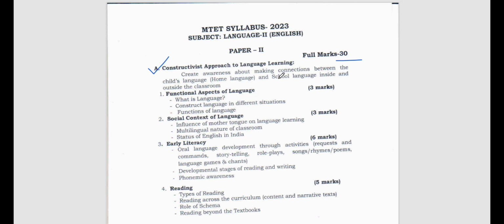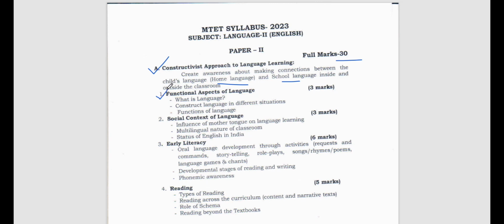So what is it that we have to study? Constructivist approach to language learning: create awareness about making connections between the child's language, that is the home language, and the school language, inside and outside the classroom. So here we will be learning how we can interconnect the home language or the mother tongue of the child along with the school language. There should be a medium, a way in which we connect both the language of the child, the home language or mother tongue, as well as the school language. All right, so it has got three parts.